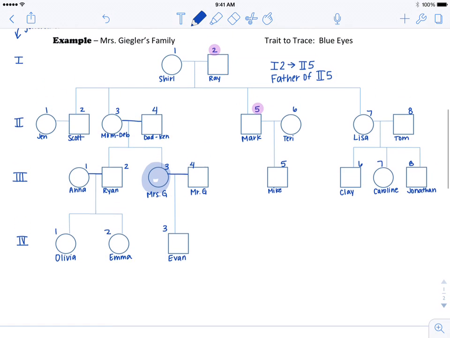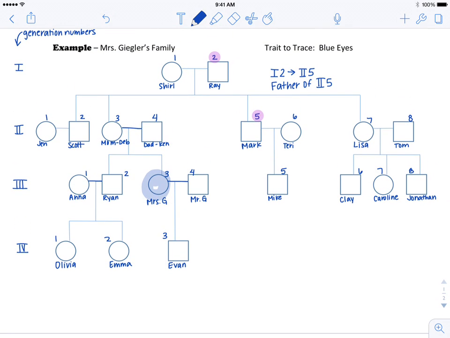Now that wraps up how the relationships work within pedigrees. In the next video, we're going to talk briefly about how we actually can tell how traits are getting inherited through them. So please take a look at this, come back to it, and we'll go from there.